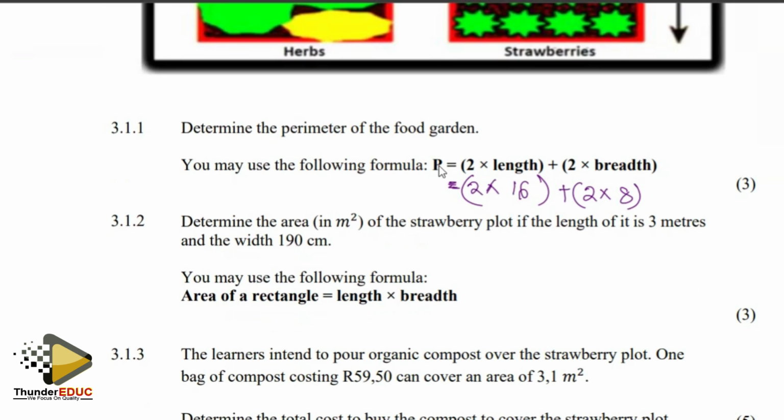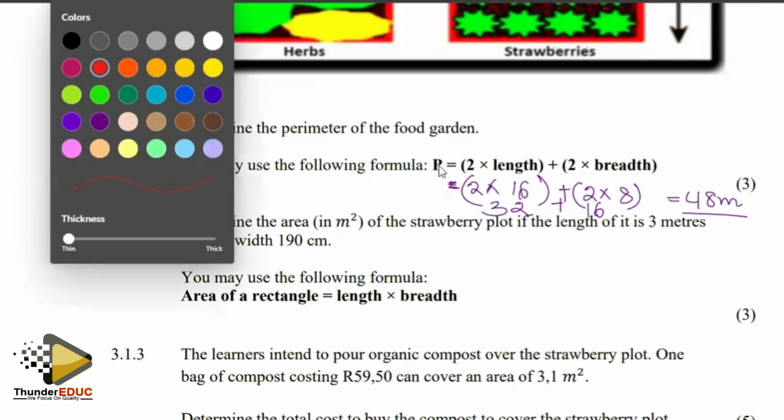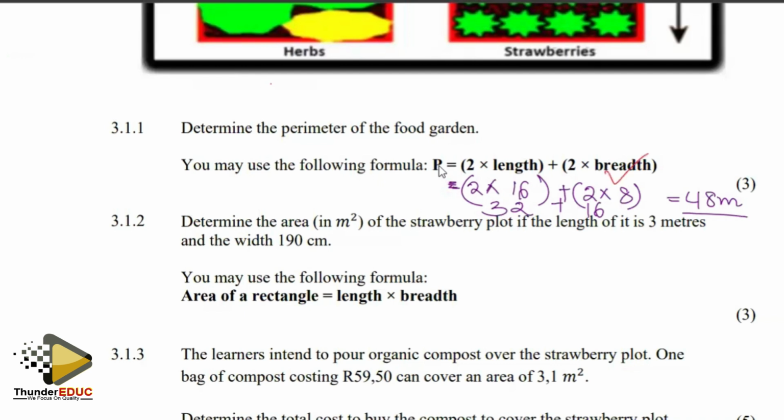So this is 36. Sorry, 32. 32 plus 16, your answer becomes 48 meters because it's perimeter. Don't forget the units. As I've just given it to you, if you substitute here and simplify here, you have the final mark here. All right, that's how we get to the answer.